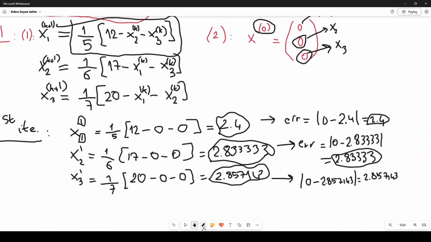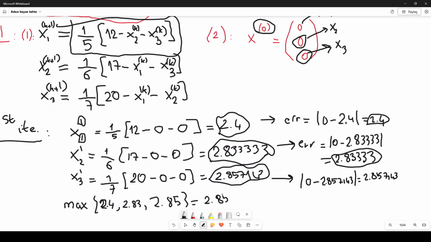Now what are we going to do? These are the error rates for each of them, and we take the max. In other words, we take the maximum of these errors and see whether or not all of them are less than the error tolerance. So we got 2.4, we got, rounded, 2.83, and I avoid writing all of the decimal part and say in short 2.85. What is the largest of these three numbers? 2.85, right?